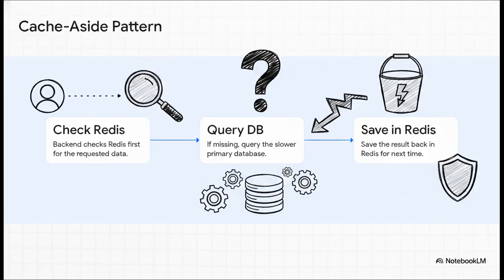Let's look at the cache aside pattern. Imagine a user opens their profile. First, your backend checks Redis. If the data's already there, boom, instant response. If it's missing, no big deal. The backend just queries your slower primary database, but crucially, it then saves that result right back into Redis for next time. It's like having a super fast assistant so your primary database doesn't get overloaded by the same simple requests over and over again.